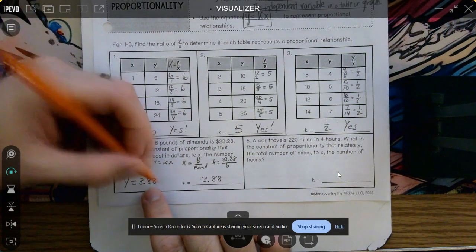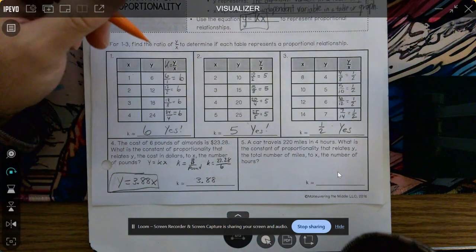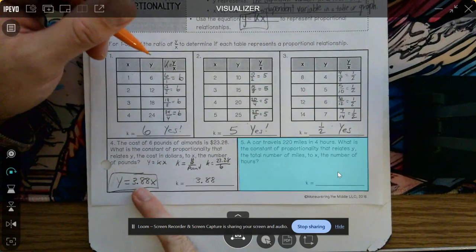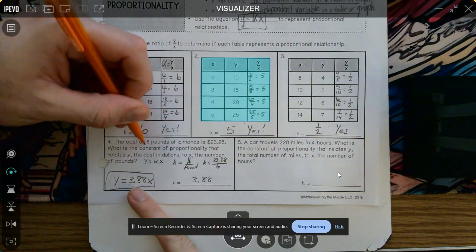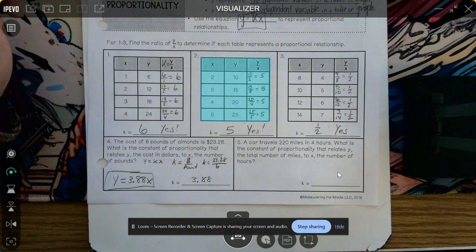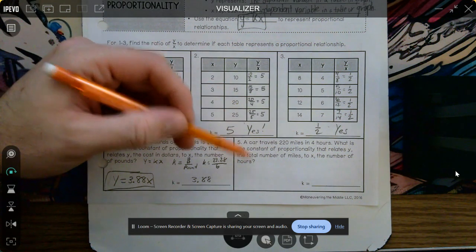So y equals 3.88x. That's our y equals kx equation. That means I can multiply 3.88 times x, which is pounds, and that would tell me the cost for any number of pounds with this relationship. All right, pause the video and you try number 5. Write your equation and find your k value.